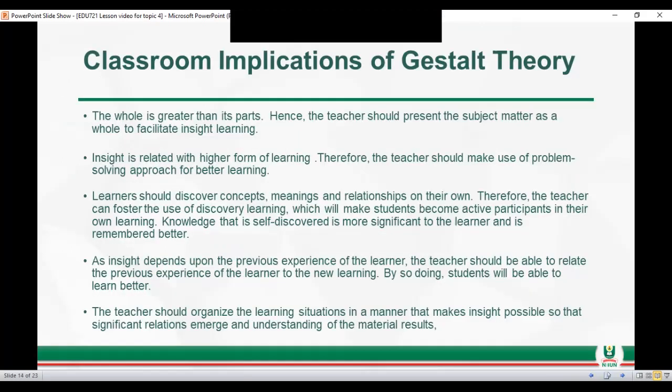Let's look quickly at the classroom implications of Gestalt theory. The whole is greater than its part. Of course, we have explained that. Insight is related. For that first point, we said the whole is greater than its part. Hence, the teacher should present the subject matter as a whole to facilitate classroom learning.